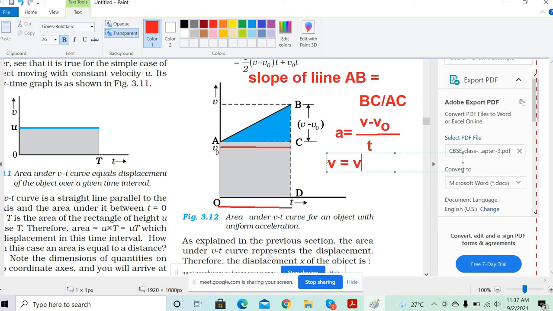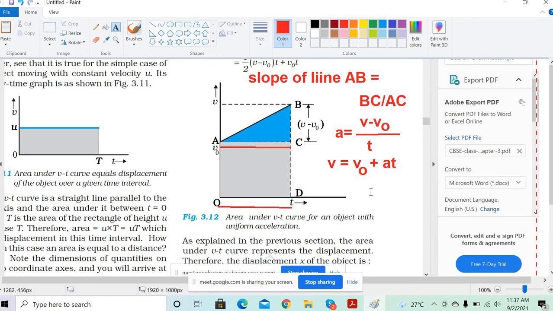V is equal to V0 plus AT, correct? This becomes the V0, okay? V0 plus AT. So basically you get the final velocity is equal to initial velocity plus acceleration and time. So this is like V is equal to U plus AT, that one. V0 is nothing but U only, that also you can take as U. Correct? Clear? Yeah, clear, sir.